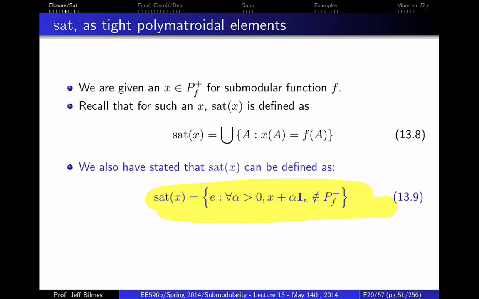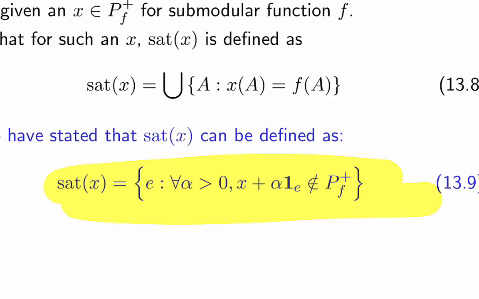So let's just look at this a little bit, just to make sure we understand. What we're saying is that SAT is equal to all elements E such that, think of E as a direction. Remember, E is like the index of a direction in this n-dimensional space. So SAT is defined in this equation as all directions E such that if you move epsilon in the positive E direction, you leave the polytope.